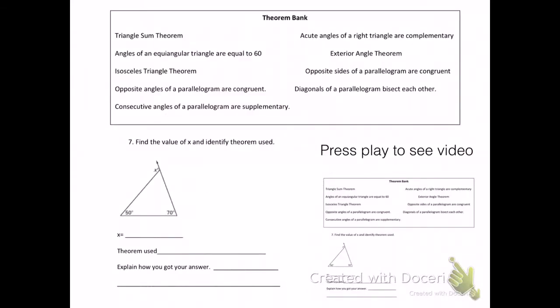Okay, number 7, find the value of x and identify the theorem used. I noticed that x is outside the triangle, so that would be the exterior angle theorem. The exterior angle theorem tells you that the exterior angle is equal to the sum of the remote interior angles. So that means we're going to take that interior angle and that interior angle and add them.